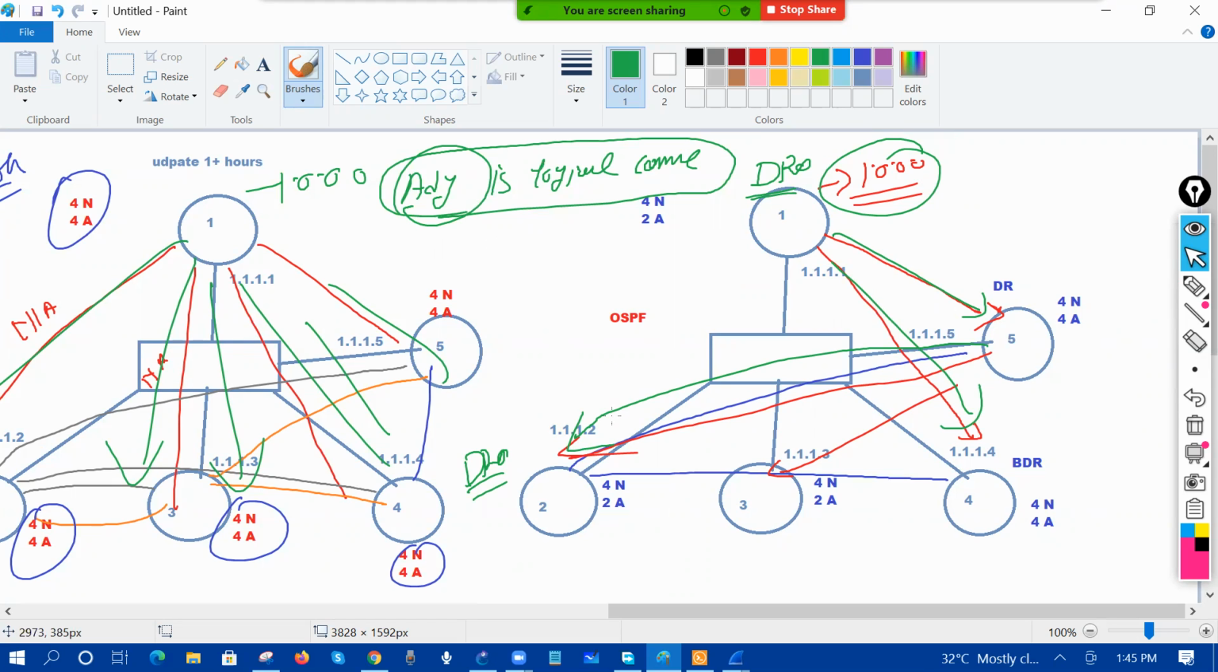Do we have full mesh connectivity in OSPF? No. I'm just reducing the overhead. That's the main difference between EIGRP and OSPF, in link state updates on OSPF. So it's always a full mesh in EIGRP, not in OSPF, basically. Yes, exactly right. That's the main point. That's why we have introduced the concept of DR and BDR. This is the reason.